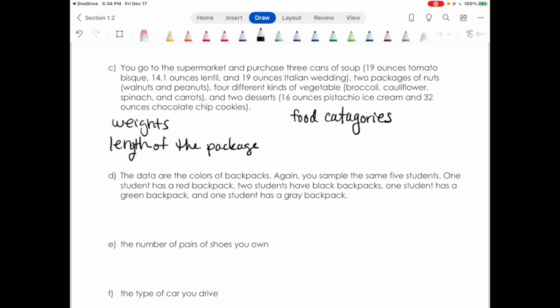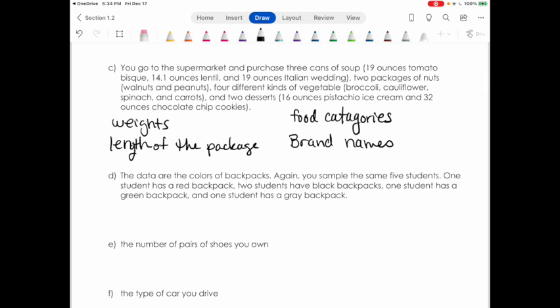Let's see. What else could it be? We can do the brand names. That would be something. So these are all options. It doesn't specifically tell us what we're collecting. So we're just going to do a bunch of it, which I think is what the author had intended when he wrote this question, for us to consider what the possibilities are, even though it's not given.